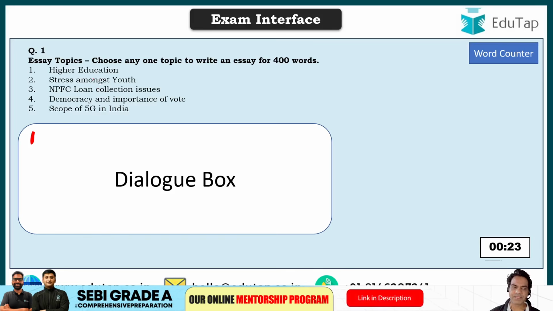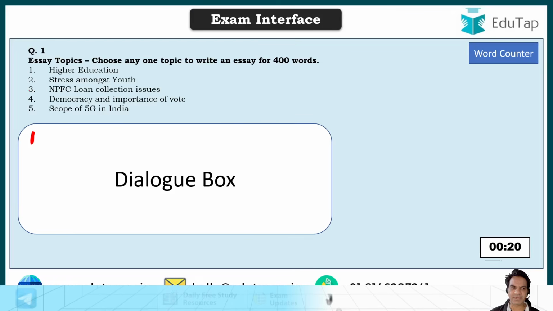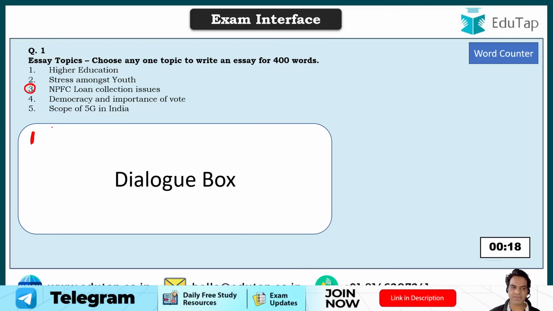You remember guys, you do need to mention the essay topic. For example, let's say you chose topic number 3, NBFC loan collection issue. So you start with number 3. You don't need to write the title, but you do need to write the number. So write number 3 and start writing your essay there.